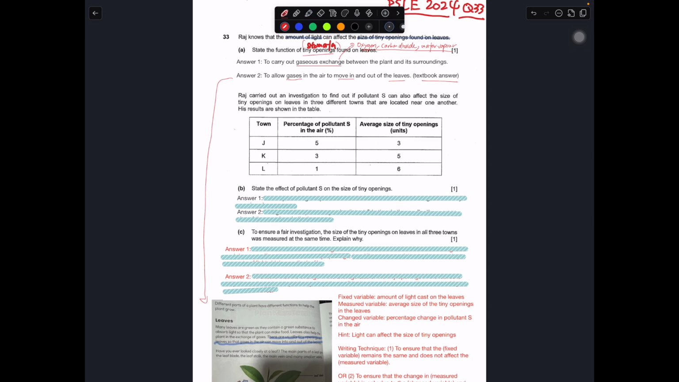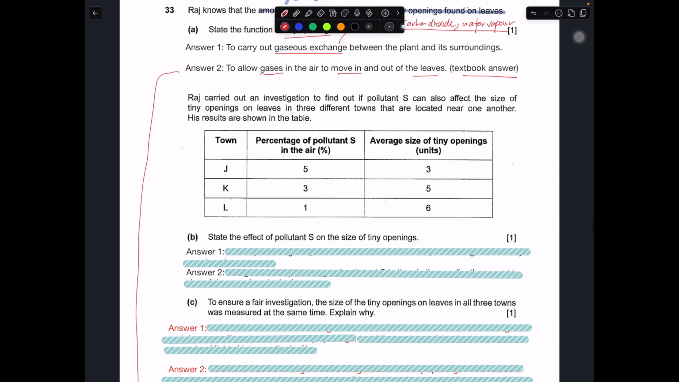Raj carries out an investigation to find out if pollutant S can affect the size of the tiny opening. So this one is your change variable. Your measured variable is over here, and it's very clearly labeled in the table as well. They are done in 3 different towns, located near one another. This is the result being shown.